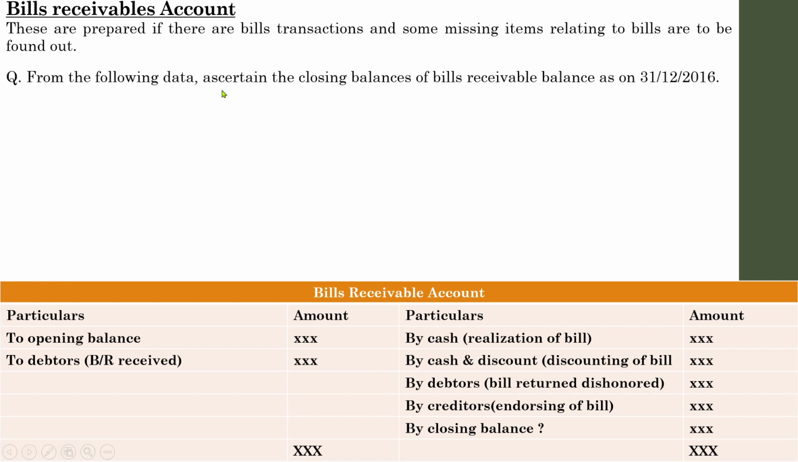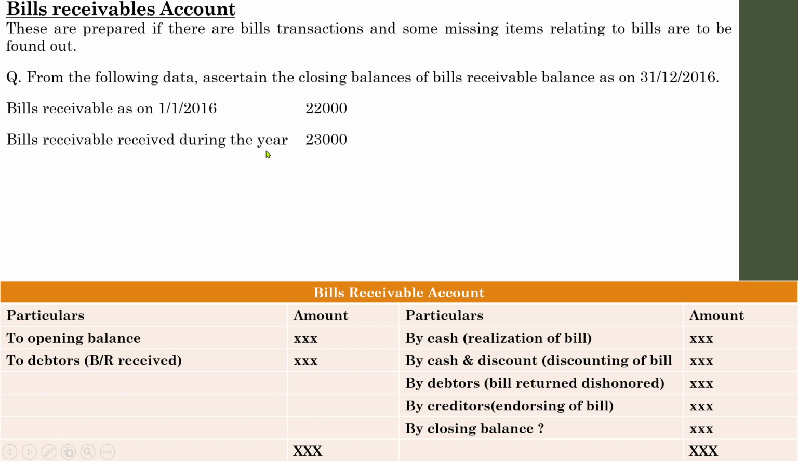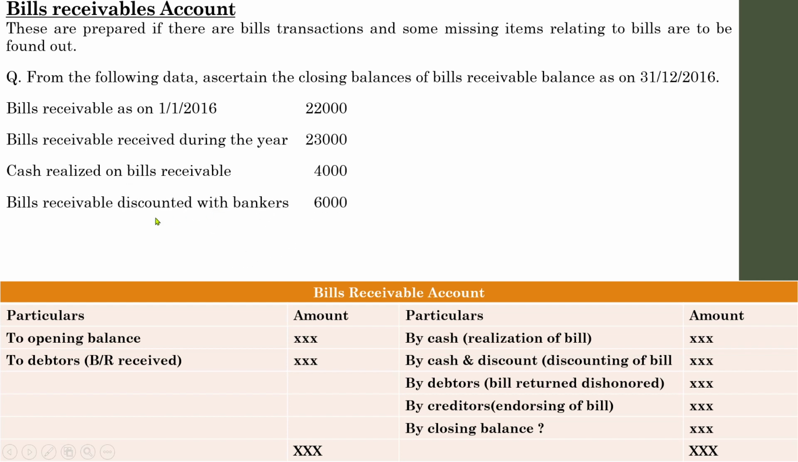From the following data, ascertain the closing balance of bills receivable as on 31/12/2016. Bills receivable as on 1/1/2016, 22,000. Bills receivable received during the year is 23,000. Cash realized on bills receivable 4,000. Bills receivable discounted with bankers 6,000. Bills receivable dishonored 3,400. Bills receivable endorsed to creditors 4,500.